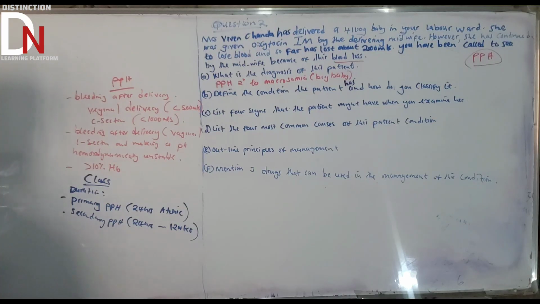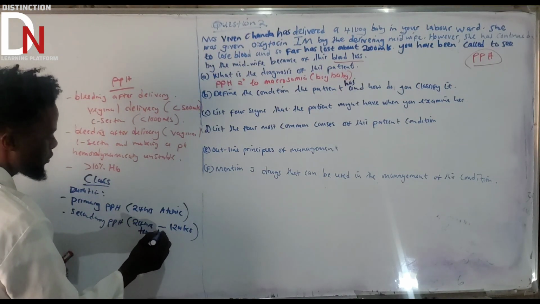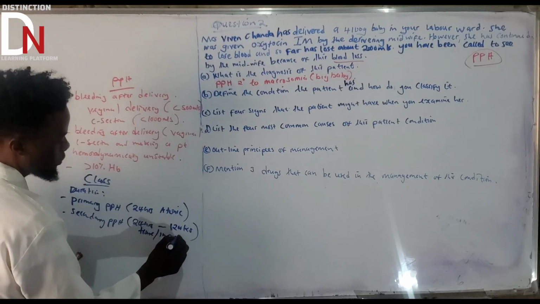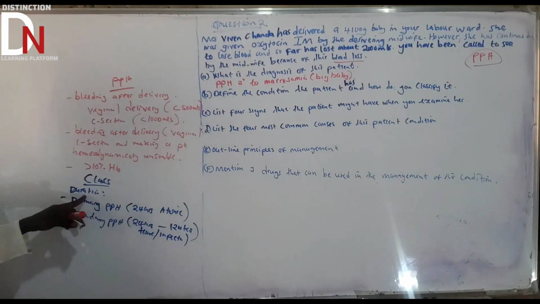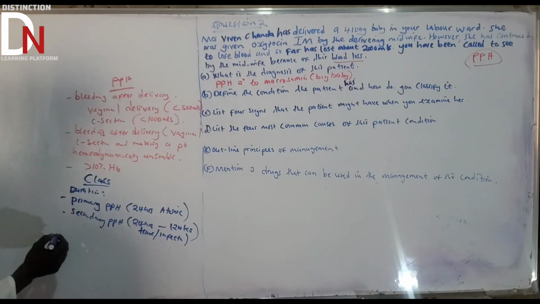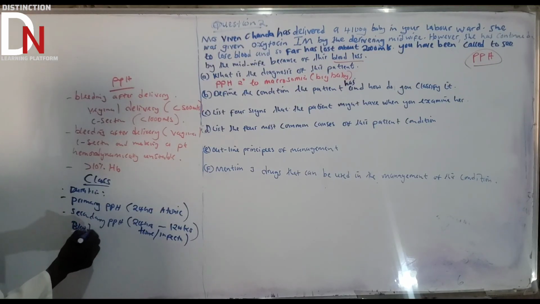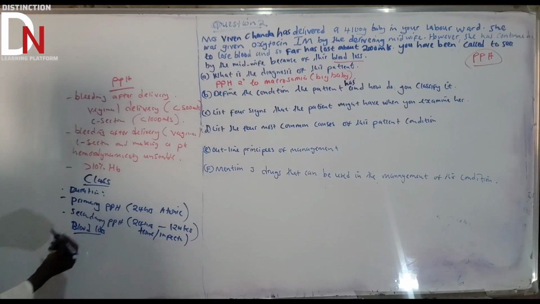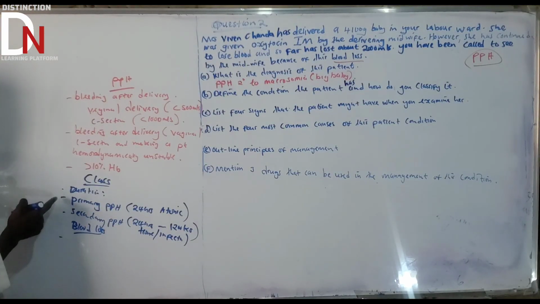Okay, that is secondary. The common cause of this is what? Tissue and infection. That's the common cause of secondary PPH. That is classified according to duration. There is also another classification, according to blood loss, the amount of blood that is going to be lost. But this one is not commonly used. They commonly use this one, according to duration, primary and secondary. But you can also classify according to blood loss.